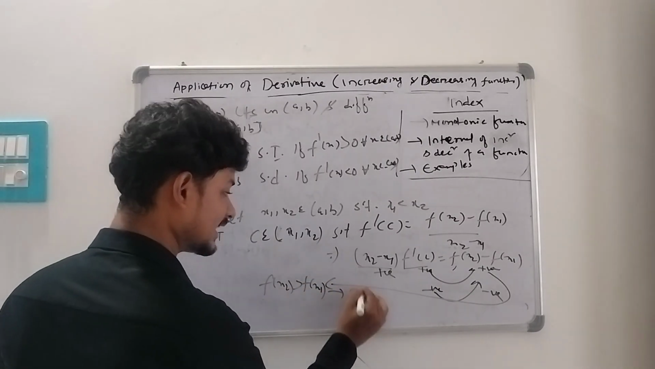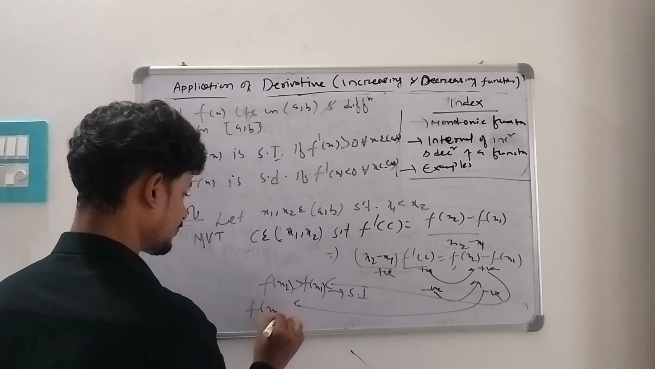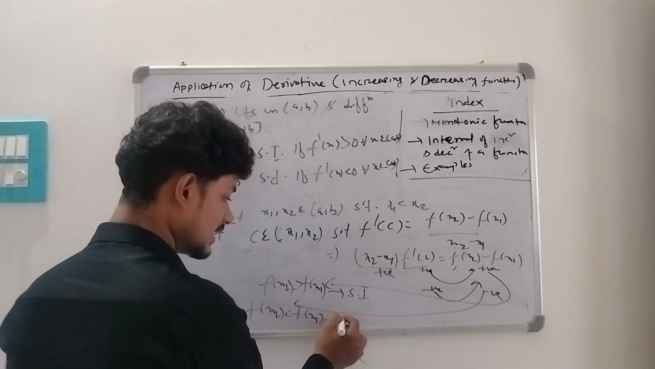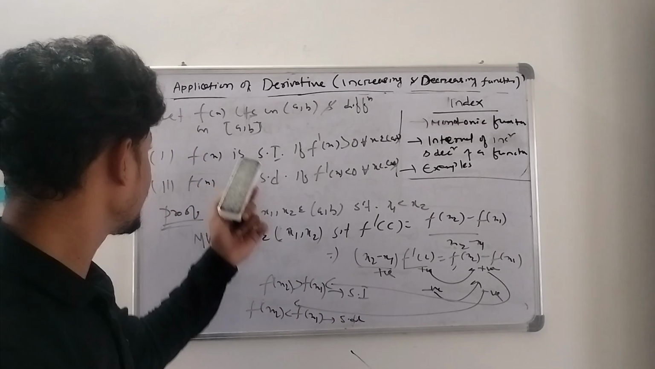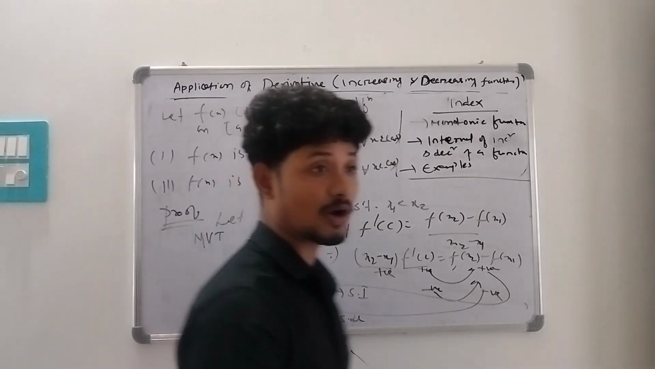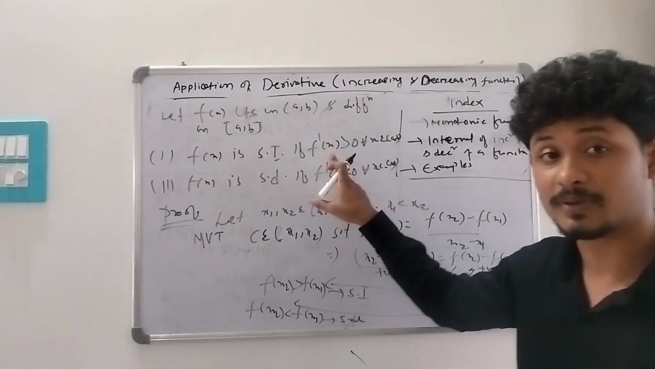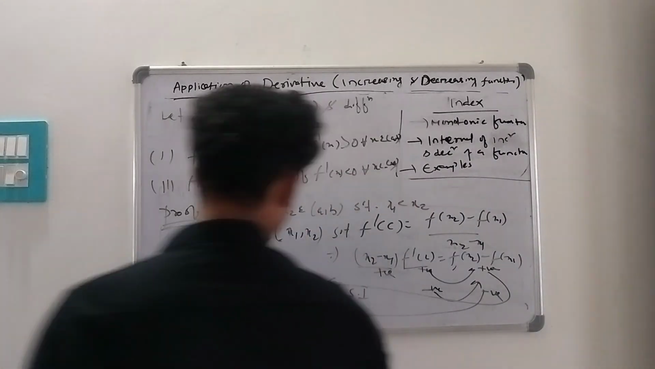Then it implies that f(x2) is greater than f(x1). That means strictly increasing. If it is negative, then f(x2) is less than f(x1), because it becomes a strictly decreasing function. That means whether a function is increasing or decreasing depends upon the sign of its derivative in its domain.